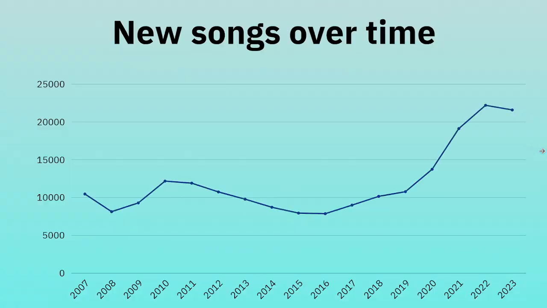To explore the popularity of this technology, let's take a look at a graph of new songs created with the use of Vocaloid each year. The number of songs fluctuated a bit at the start and increased to 12,000 by 2010. Then the popularity was slowly going down to 7,800 new songs in 2016.